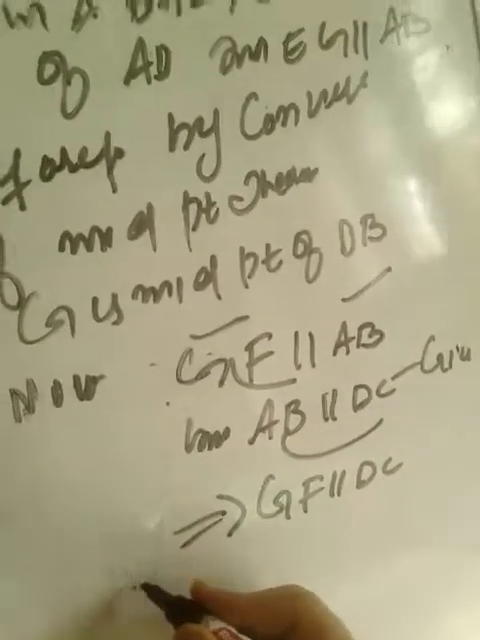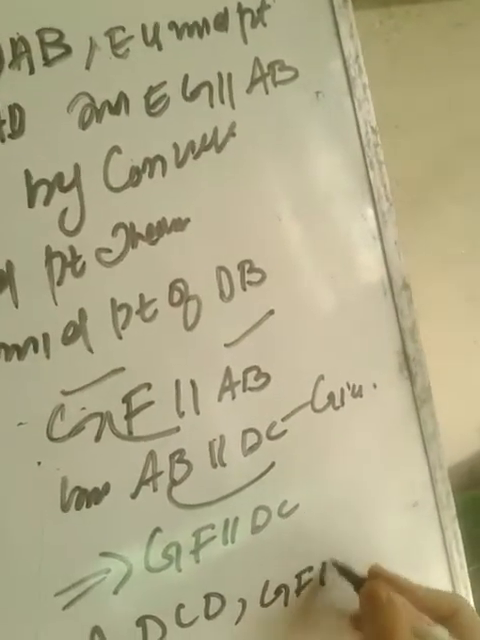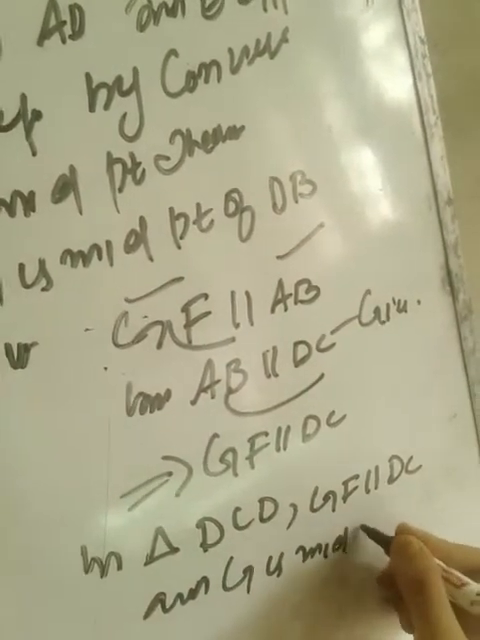Now in triangle DCB, GF is parallel to DC. Why? Because we have proved it. And G is the midpoint of DB. How? We have also proved it above. I hope you will get it.